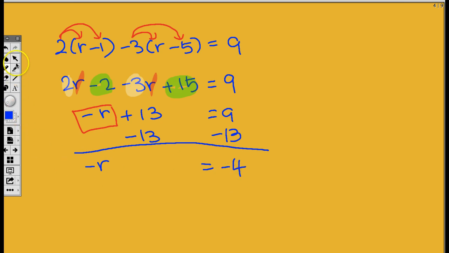No, because we cannot find out what negative r is equal to. We got to find out what r is equal to, right? So we got to get rid of the negative. How do we do that, guys? No, silly boys and girls. Yeah. So r is equal to what? And you are done. So we're going to move on.